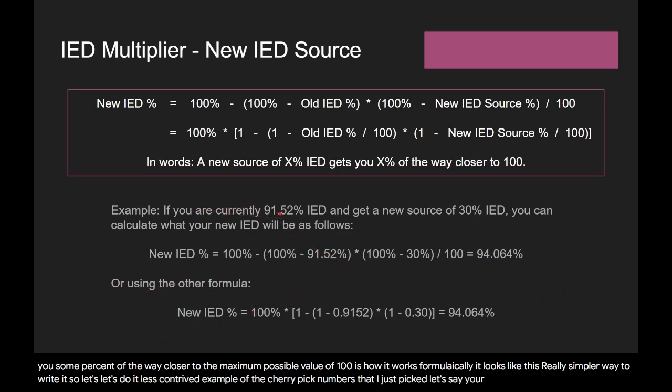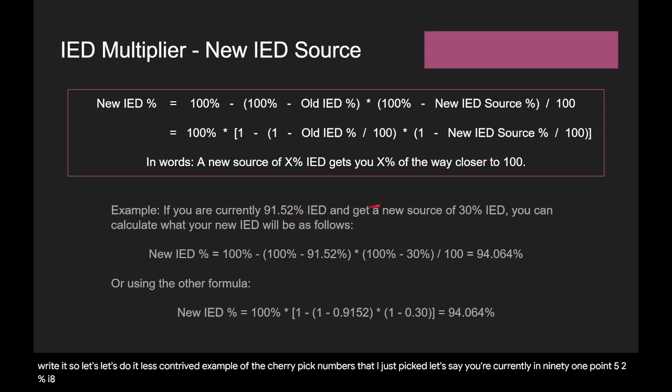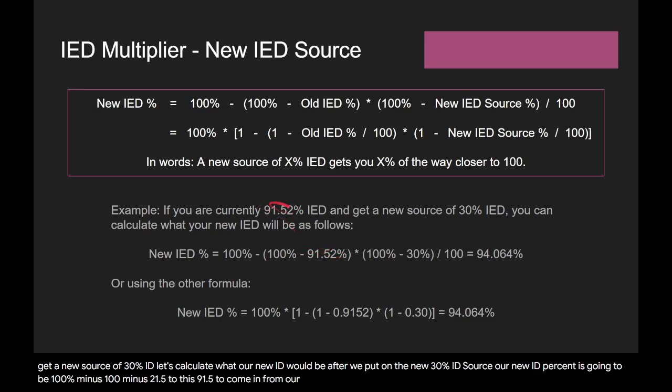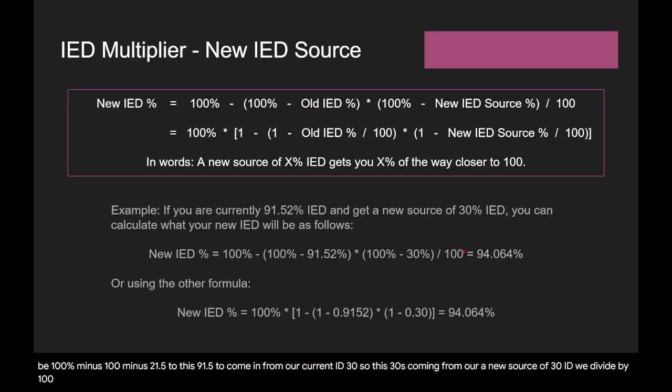Let's say you're currently at 91.52% IED and you get a new source of 30% IED. Let's calculate what our new IED would be after we put on the new 30% IED source. Our new IED percent is going to be 100% minus (100 minus 91.52, that's 91.52 coming from our current IED percent, times 100 minus 30. So this 30 is coming from our new source of 30 IED.) We divide by 100 there.